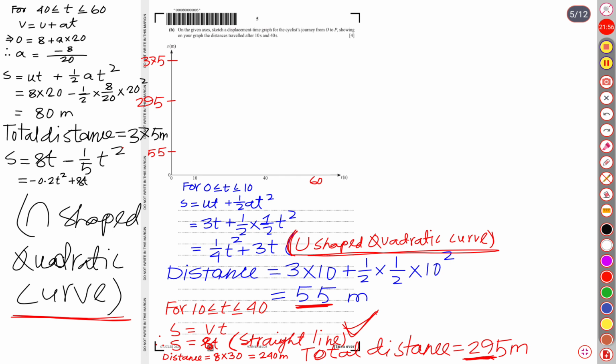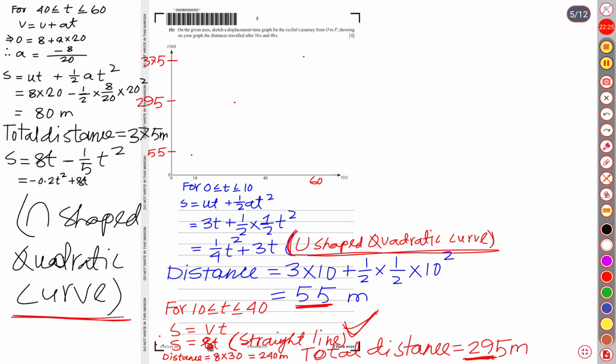Now we are going to draw the graph. When the time was 10 seconds, the distance was 55, so let it be a point. When the time was 40 seconds, the distance was 295. When the time was 60 seconds, our total distance was 375. Let it be over here. It is an assumption. Remember, I am not writing using a scale or any other measurement tool.